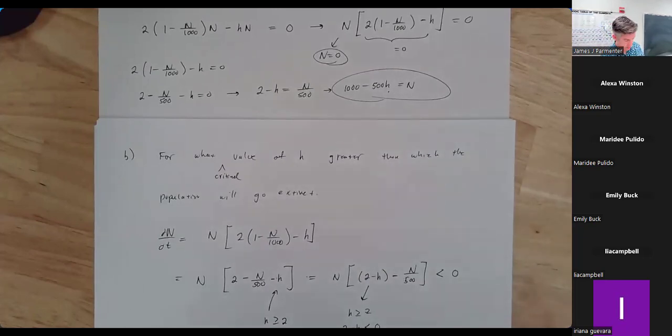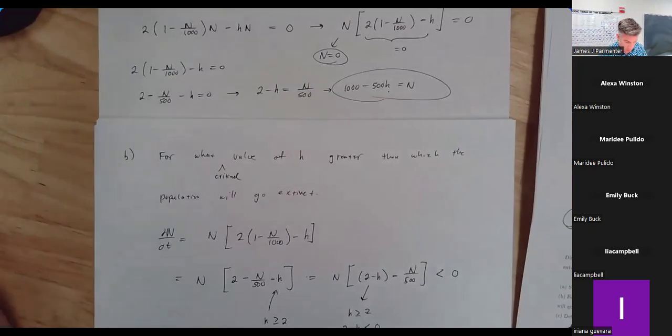Where in the question did it say that it will decrease? Well, it doesn't say that. What the question says is, what is the value of h where the population will go extinct? Well, if the population is going to go extinct, the growth rate has to be negative. If the growth rate is 0, the population is just chilling, right?